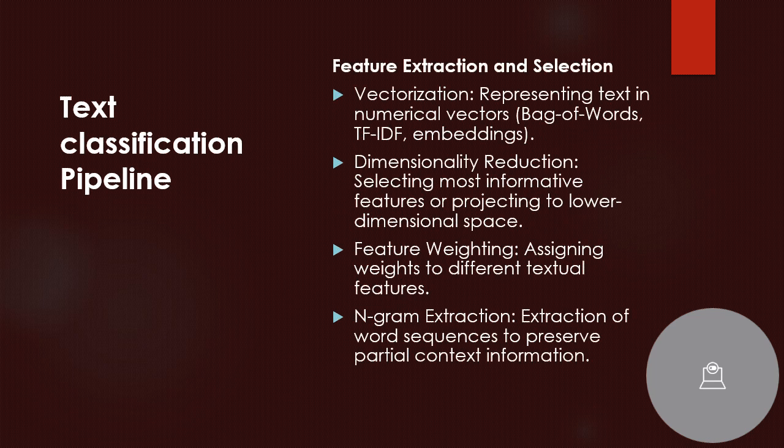Moving to the next step of the workflow, feature extraction and selection. Here we have vectorization, where the text is converted into numerical vectors that machine learning models can process. Common methods include bag of words and word embeddings. Dimensionality reduction techniques are used to reduce the number of features, which can improve efficiency and prevent overfitting. Feature weighting. Different weights are assigned to different textual features to reflect their importance. N-gram extraction. Sequences of words are extracted to capture some textual information.